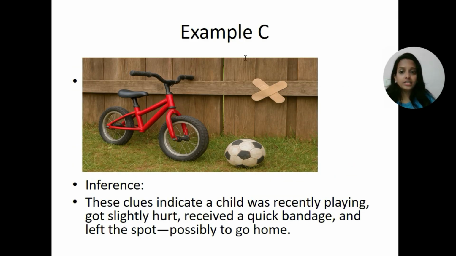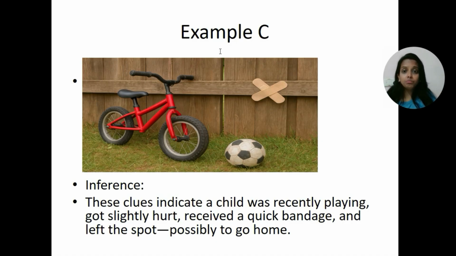Okay? Let's see this example. You can observe the picture here. A small bike leaning on a fence, a flattened soccer ball nearby, and a folded bandage on the fence post. Okay? So the simple response could be that someone got hurt while playing, but when it comes to a detailed response, let me tell you what happened. The flattened soccer ball and the band-aid suggest an injury during a game, and the bike may mean a child is involved, right?